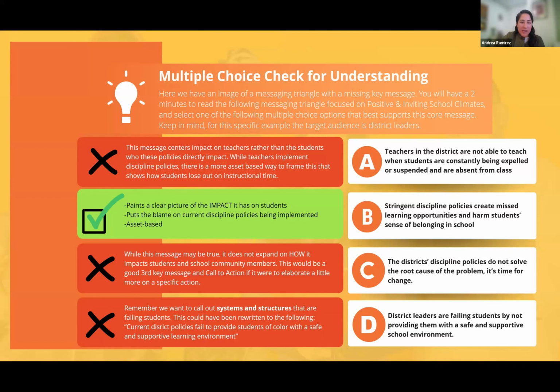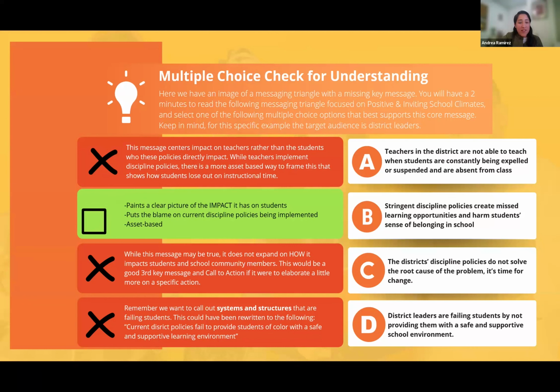But B is the correct answer because it does paint a clear picture of the impact it has on students, because our core message was around students, and our issue was that our students of color are being over suspended. It puts the blame on discipline policies being implemented, and it's more asset-based.